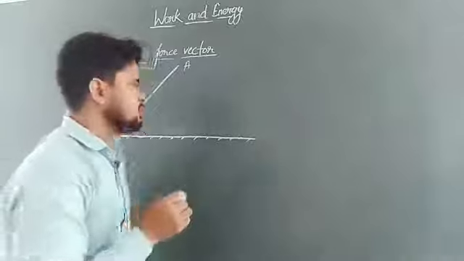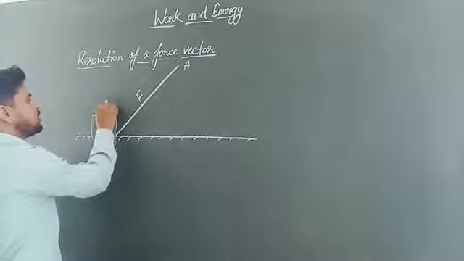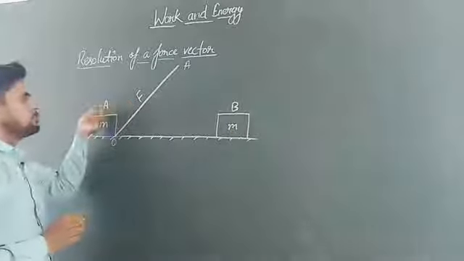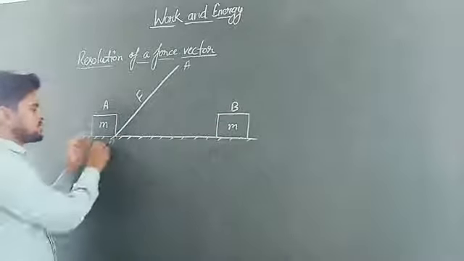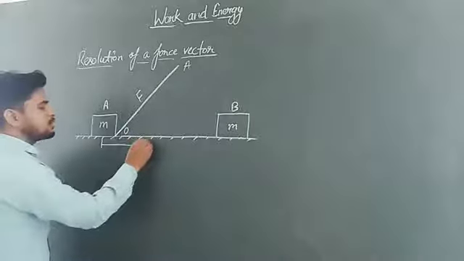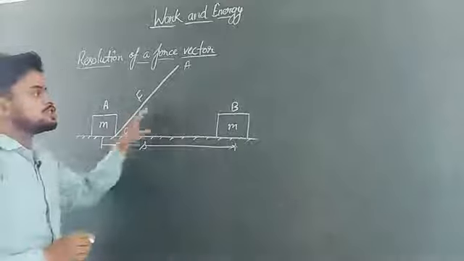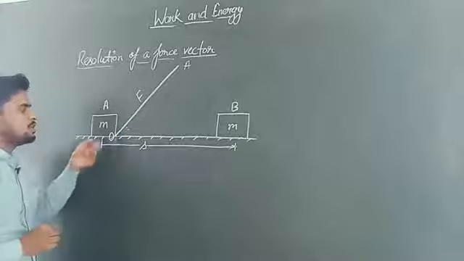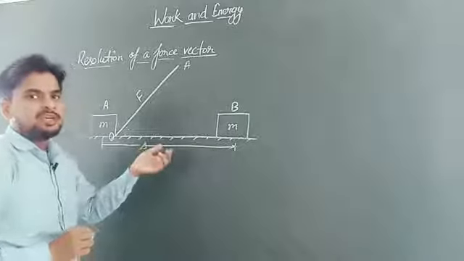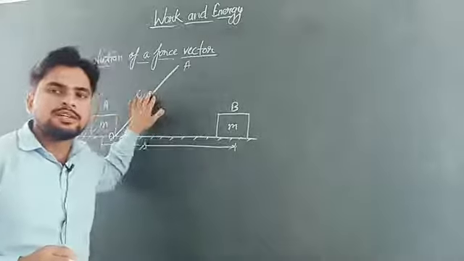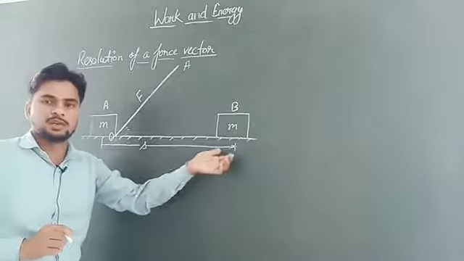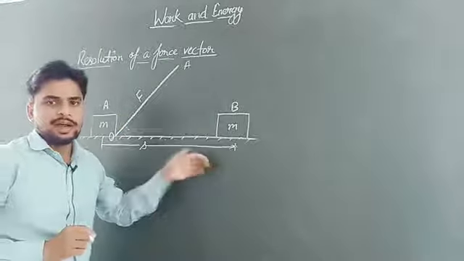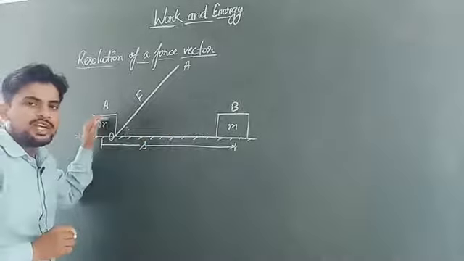But what does he observe? He observes that after some time, the block is displaced from the position A to the position B horizontally. Let us say the displacement is equal to S. So in this situation, what are we observing? The man is applying the force along the direction of OA, but the block is displacing horizontally. It means the force applied by the man is not completely utilized in order to bring the displacement in this block. Only a component of this force is utilized in order to bring the displacement, and the rest component is used to balance the weight of the block.